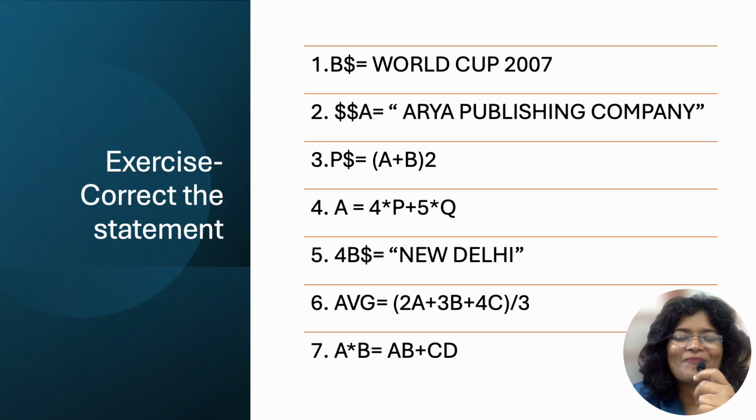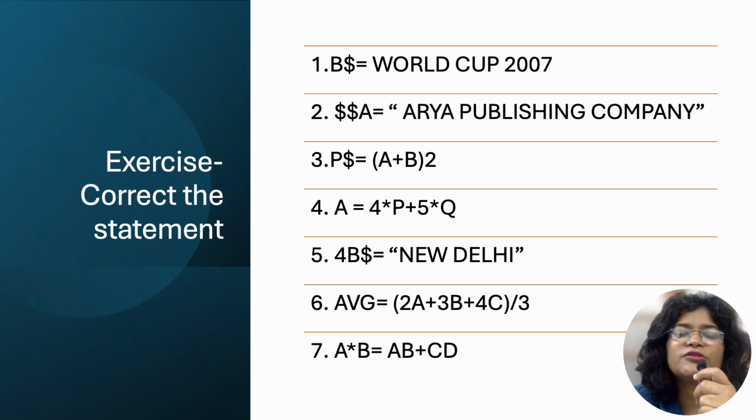Let's do an exercise. We correct the statements. First one, $B is equal to World Cup 2007. What's wrong with it? Yes, World Cup 2007 has to be put in inverted commas, and that would be an alphanumeric constant. Alphanumeric variable would be $B. What about the second one, $A? That's wrong because it has to be $A is equal to Arya Publishing Company. That bit is right. So this again would be alphanumeric variable and alphanumeric constant.